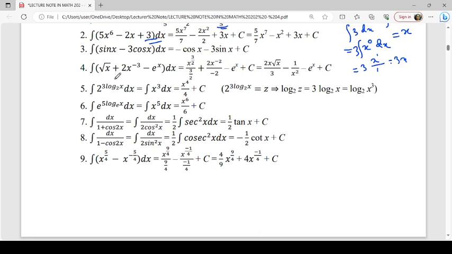Now this one, root over x. Root over x means x to the power half. So n is half here. So it is half plus 1, which is 3 by 2. Then 2x to the power minus 3, so n is minus 3. So it is minus 3 plus 1, which is minus 2, divided by minus 2. Then e to the power x, the integration of e to the power x is the same, e to the power x, and we write a constant here. For every case we get some constant, and that is why we write a common constant here.